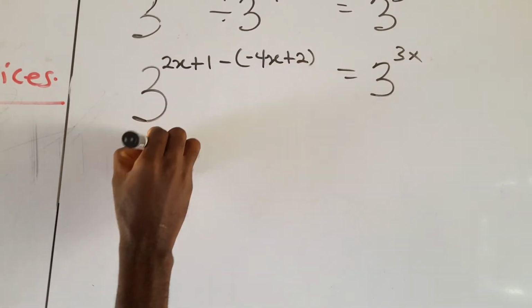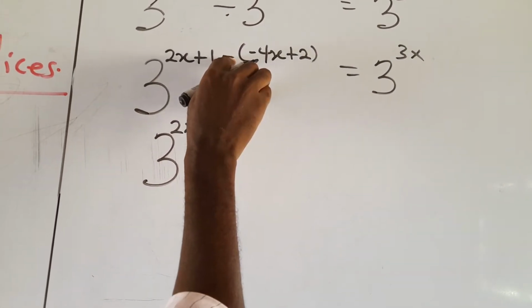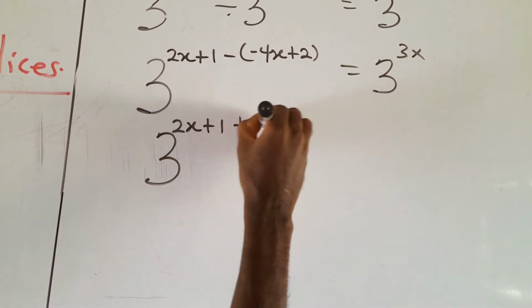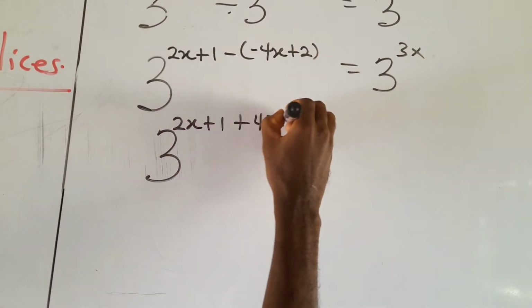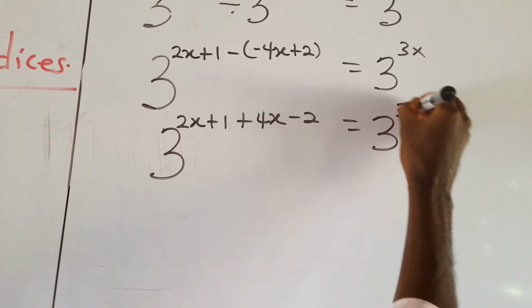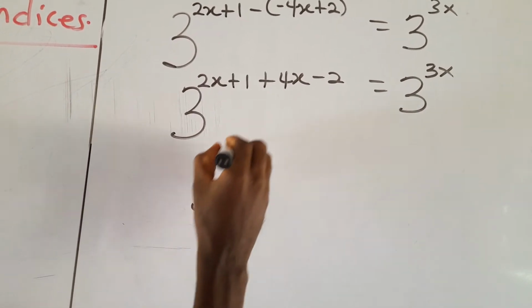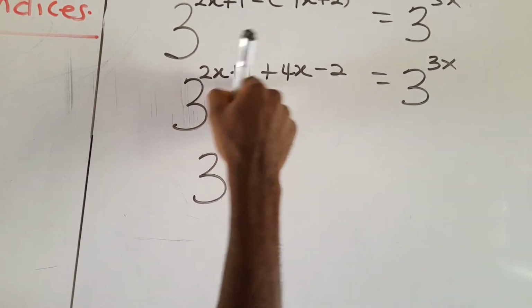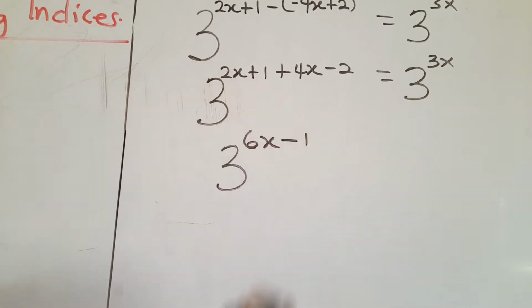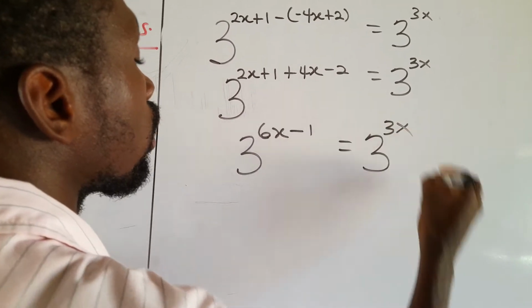Now we expand this. We have 3 exponent 2x plus 1. This negative will affect it. We have plus 4x, then minus 2, and to equal to 3 exponent 3x. So 2x plus 4x will give us 6x. Then 1 minus 2 will be negative 1, and to equal to 3 exponent 3x.